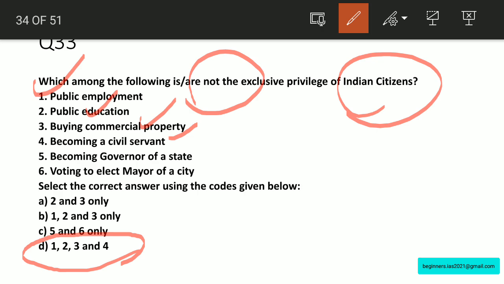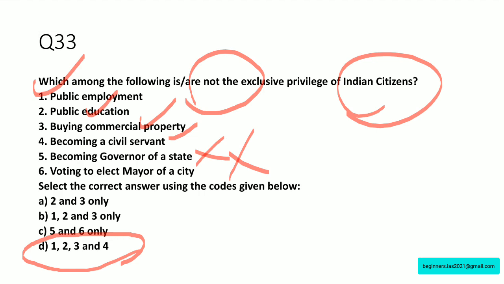We do not have to check with 5 and 6. So there is no option present here. Therefore, obviously those two are wrong. Let us see. See, becoming a governor of a state and voting to elect the mayor of a city are the only exclusive privileges of the Indian citizens. So these are the things one has to remember during your preparation.